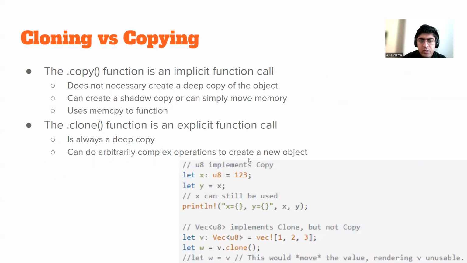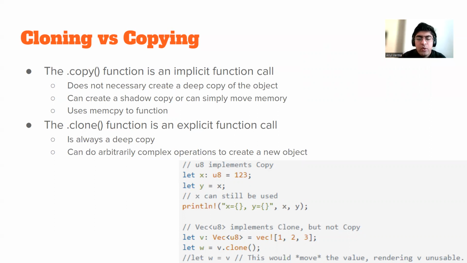So the copy function is an implicit function call. You don't actually call dot copy, especially if you're using an integer or an unsigned integer. You don't have to say dot copy. Once you use the equal sign, the copy function is already called, and it can create a shallow copy or it can simply move the memory, but it doesn't create a deep copy of the object, not necessarily. And it uses the memcopy function, which is something that you can search up in the Rust docs. Essentially, all you need to know is that it copies over the data in memory to another space in memory.